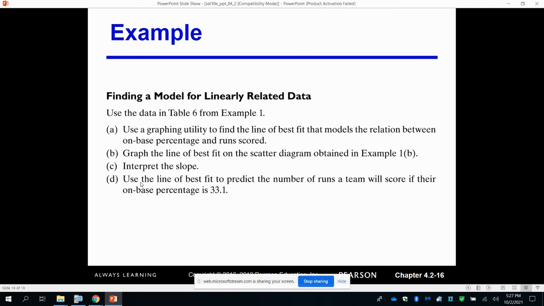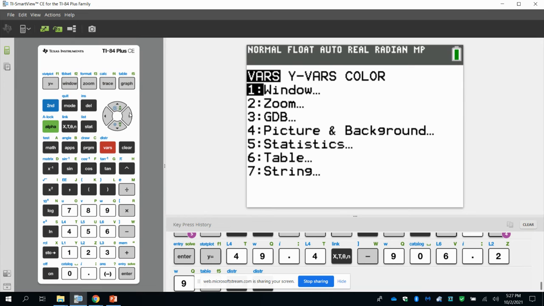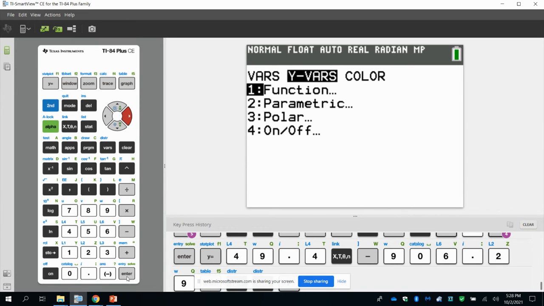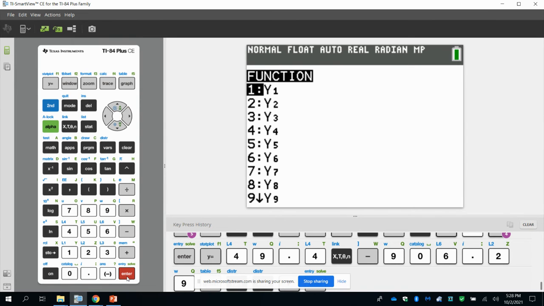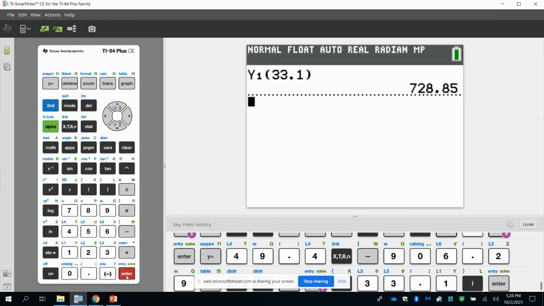And the last part: use the line of best fit to predict the number of runs a team will score if their on-base percentage is 33.1. So we can still use the graphic calculator, right? And then remember, evaluate function. We want to evaluate the y variable, right? And then we put the function into y1 and then pass the parameter 33.1. Is that right? 33.1. And then close parentheses, press enter.